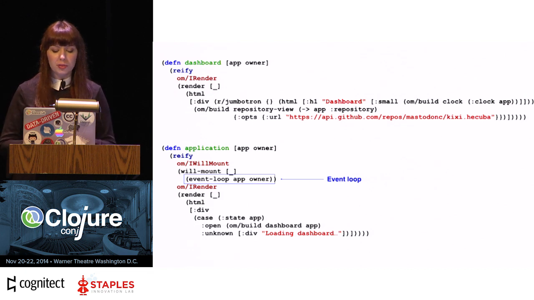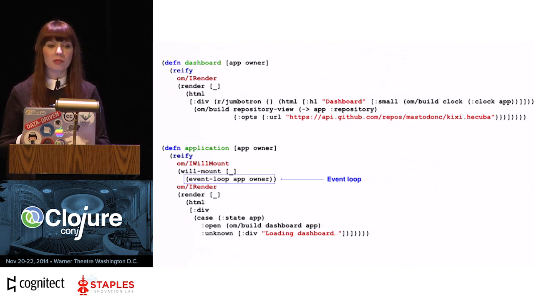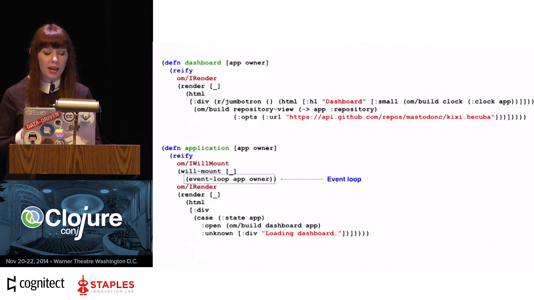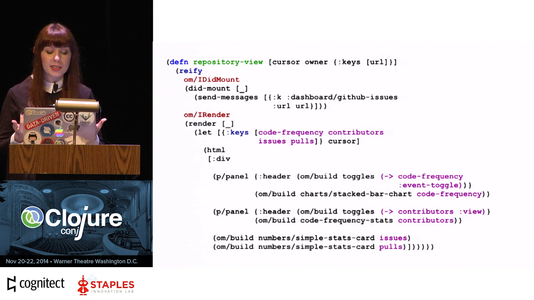An application component sets up the event loop in will-mount. So this is where we handle all the messages coming from the server. The render function initially displays a loading dashboard while waiting for the channel socket and the session to be established, and then builds the actual dashboard. The dashboard is the entire UI, and we pass in the URL for the repository that we want to display the stats for. And that's the repository view.